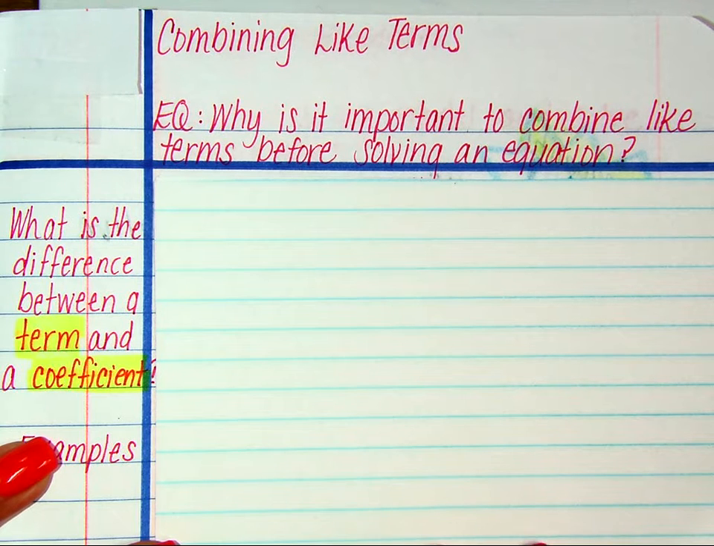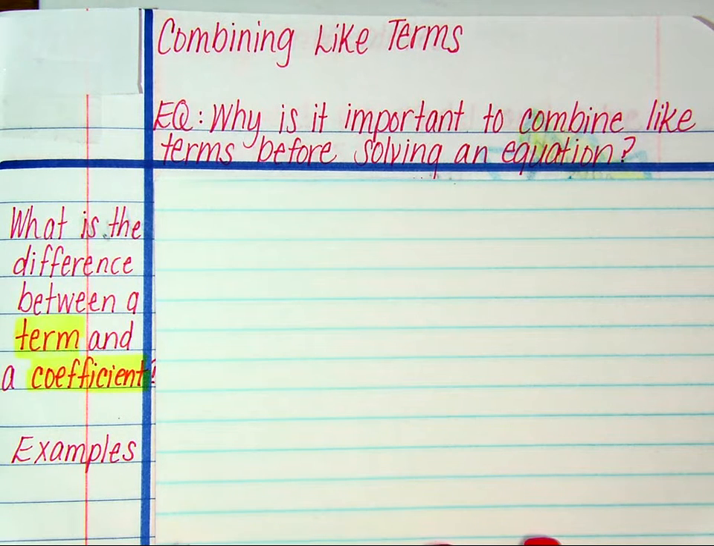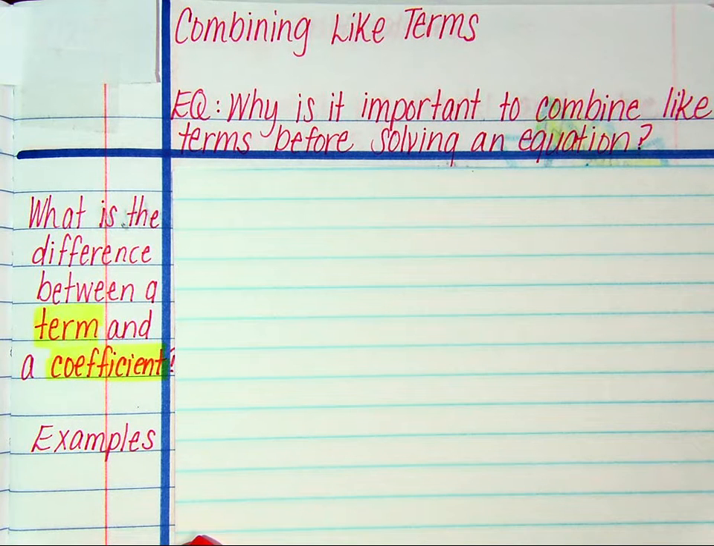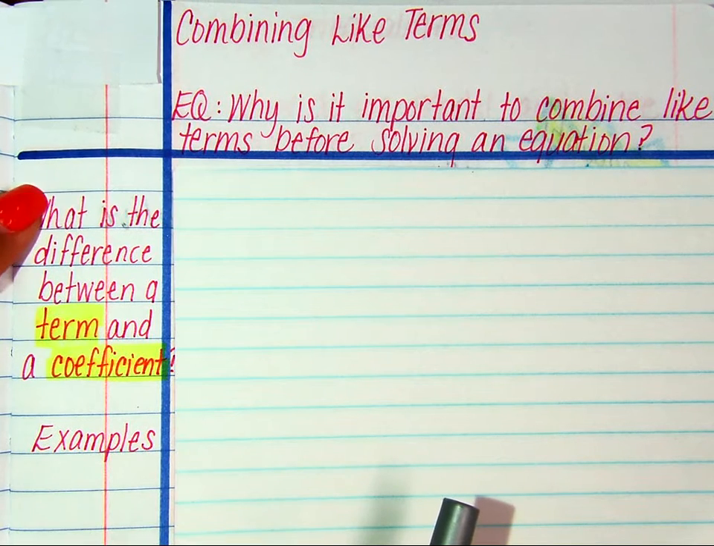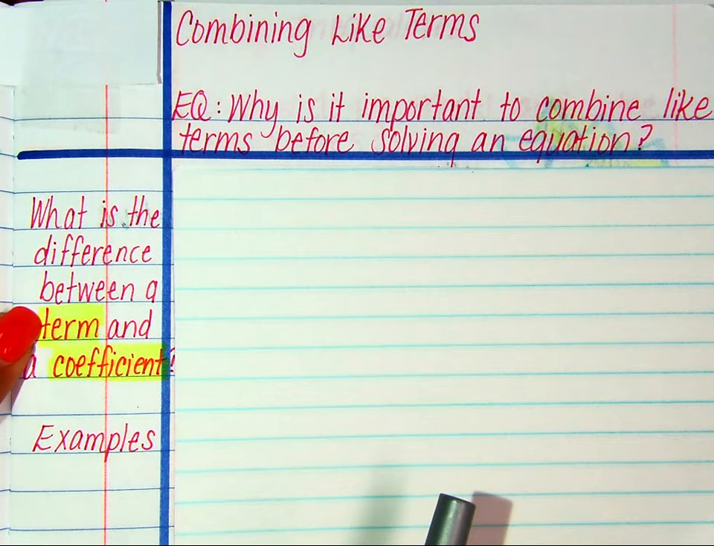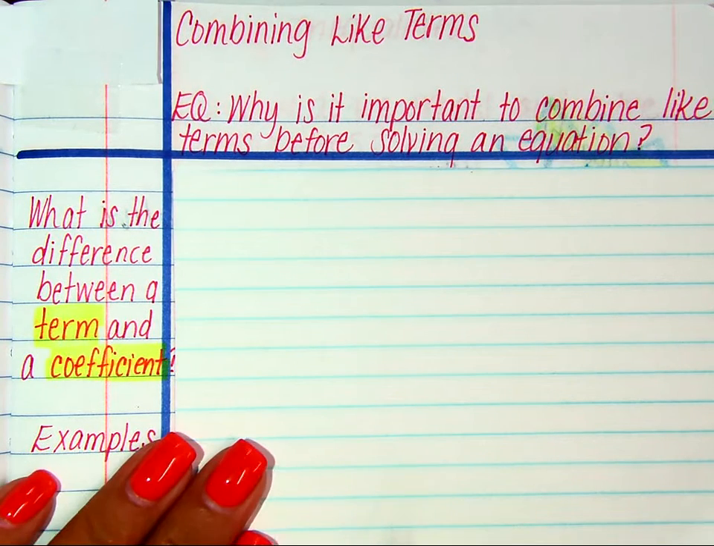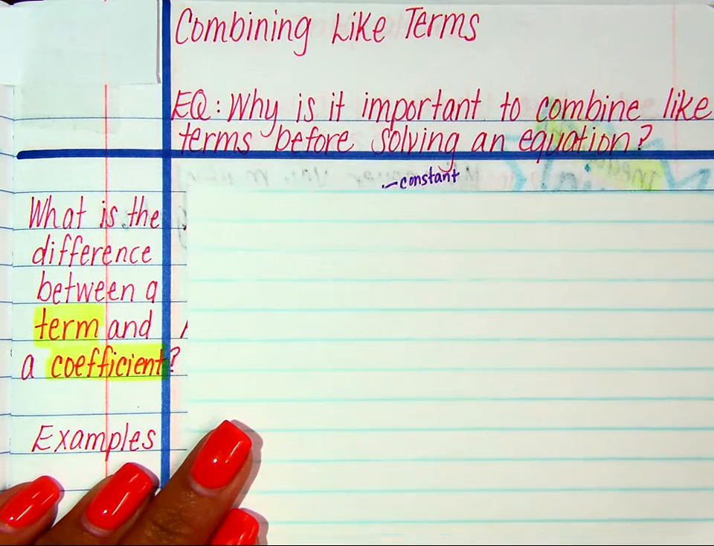All right. So now we're going to look at combining like terms and looking at this process so we can figure out why it is important to combine like terms before solving an equation. So let's start by defining some of our vocabulary words here. The sidebar question says, what is the difference between a term and a coefficient? So we'll look at each of those separately.